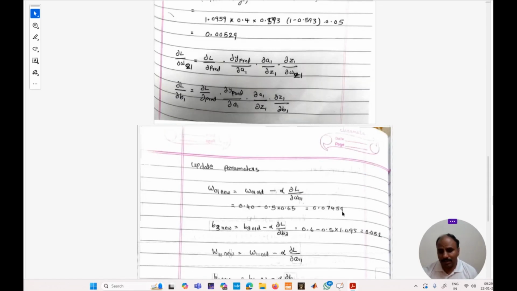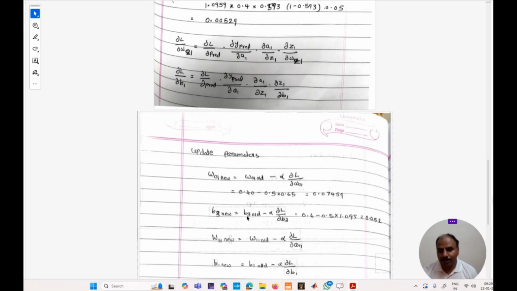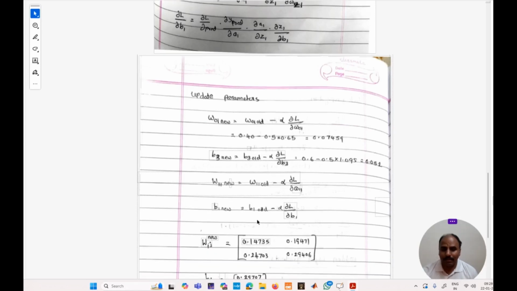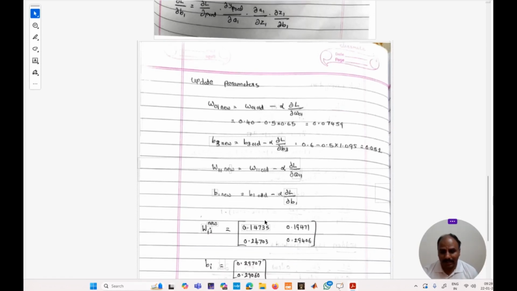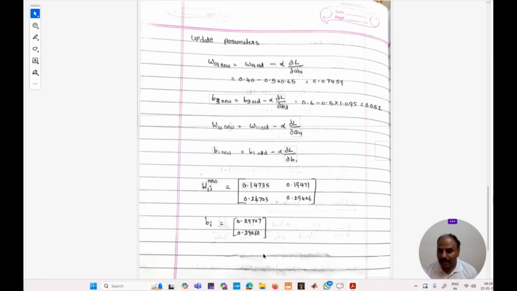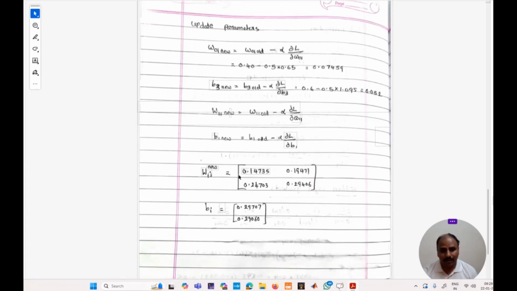Likewise, B new is B old minus alpha times ∂L/∂B3. Like this, all the parameters, the new weights and biases, are getting updated. So these are the weights and biases: this is for W11, W22, W12, W21, B1 and B2. B3 we have already obtained. This one is B3.